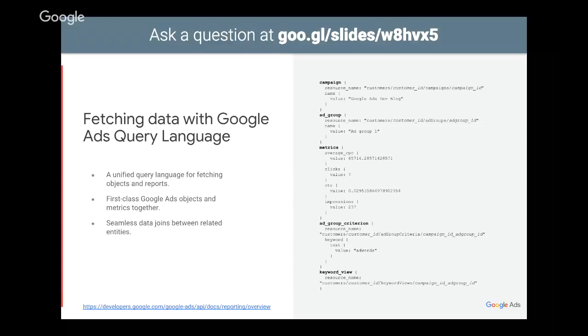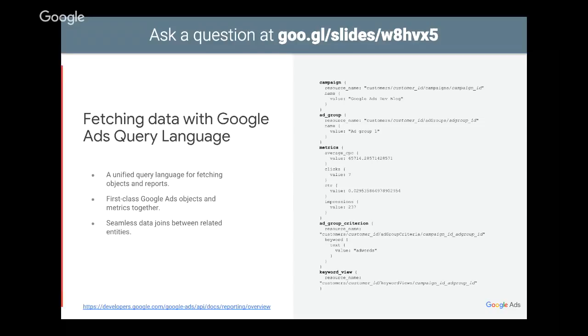So just to give you an example, on the right side of the screen, this is a JSON response that comes back if you're querying the Google Ads API. And this is for what we call the keyword view. So this is getting keyword level metrics, clicks, impressions, cost, things like that for keywords, which in the parlance of the API are called ad group criteria.